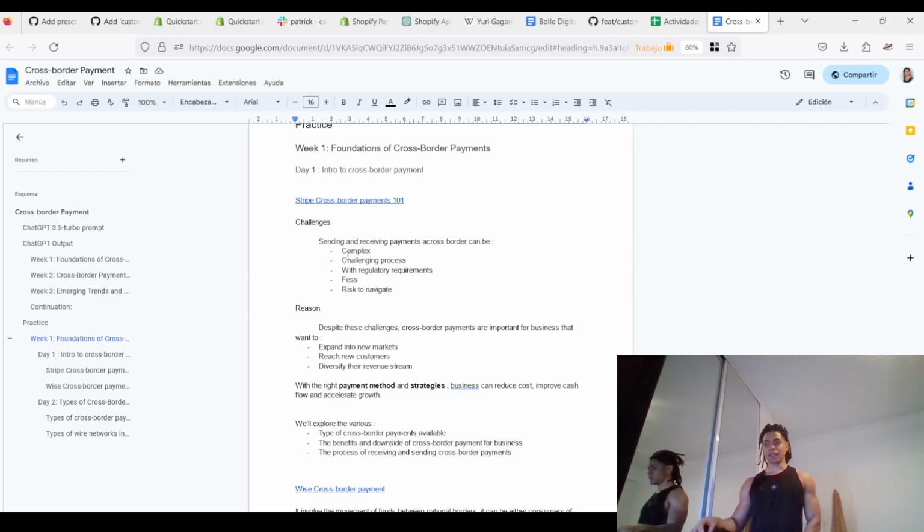Understand that cross-border payments involve the movement of funds across borders. What we really care about here is two things: where the business is located, and where the card to pay was issued. Stripe mentioned that there are several challenges, and this is also true for ourselves. So there are several challenges when it comes to cross-border payments.